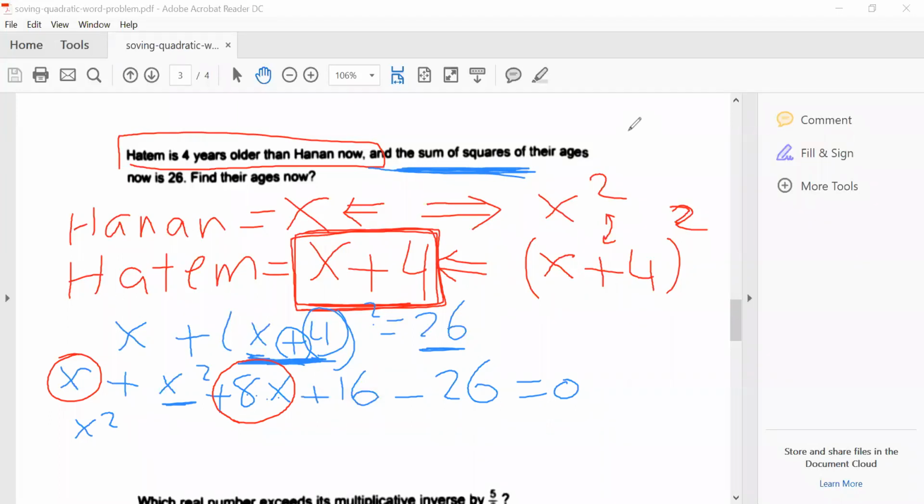Am I adding 8x or 2? I am adding, meaning I'm adding the coefficients only. I'm adding the like terms. That's why I didn't add x squared with x. I took x squared alone because there is no other x squared.